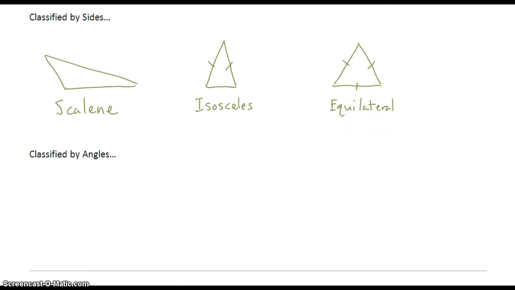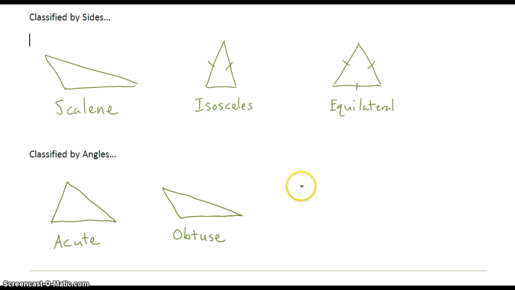If we classify a triangle by its angles, we can have a triangle where all three angles are acute, making the triangle an acute triangle. We can have a triangle with one obtuse angle and two acute angles, but since we have one obtuse angle, the triangle is obtuse. We can have a triangle with one right angle and two acute angles, but since we have one right angle, this is a right triangle.